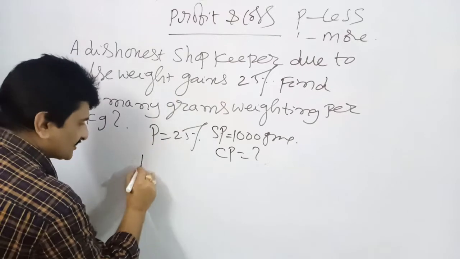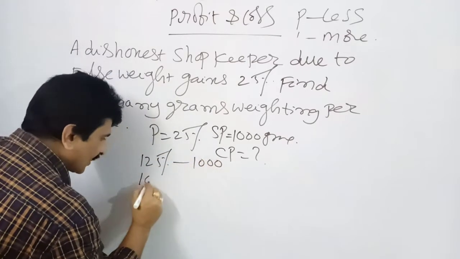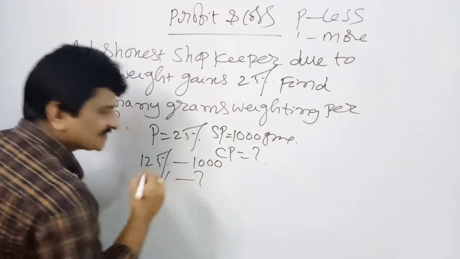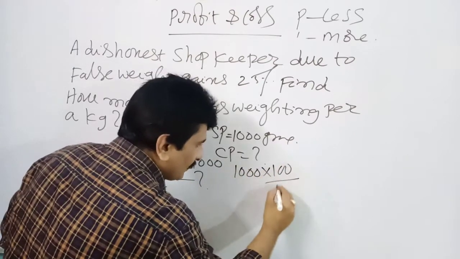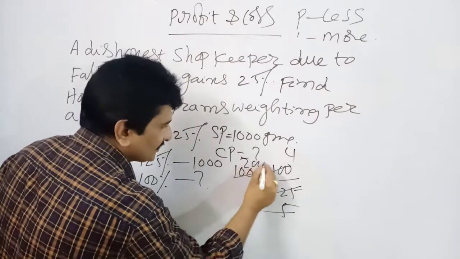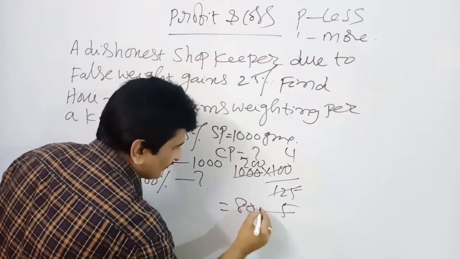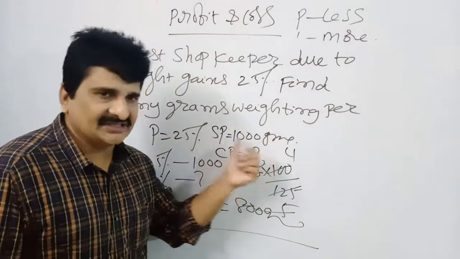When 25% profit is there, that means 125% equals 1000. Now we have to find CP, meaning 100% equals how much? That is 1000 into 100 by 125. 25 4s are 100, 25 5s are 125, 200s are 200, 4s are 800 grams. So how many grams is he giving then? 800 grams.